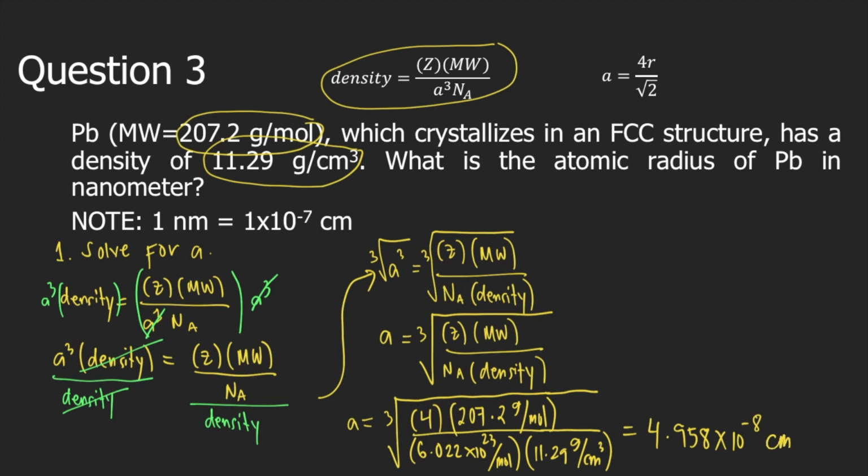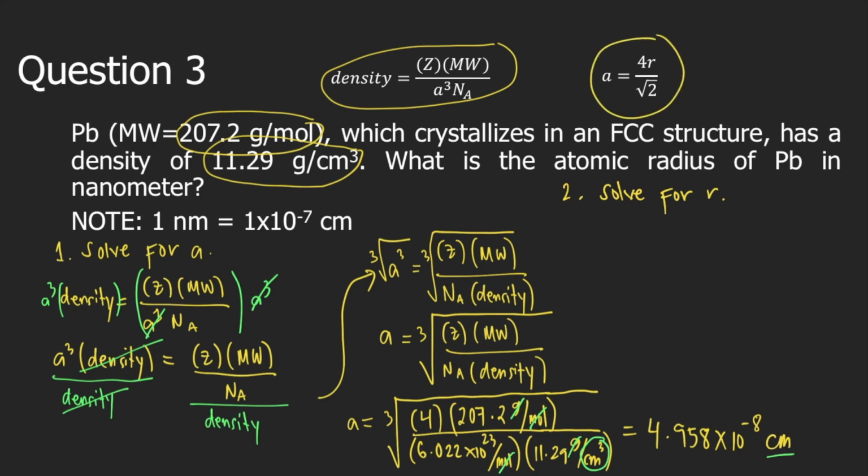So why centimeters? Let's check. Moles will cancel, grams will cancel, we have cm cube left, and you get the cube root of cm cube, so the unit would be centimeters. So this is our A. Now that we have A, the second step is to solve for R, or the radius. So we will use the second formula.